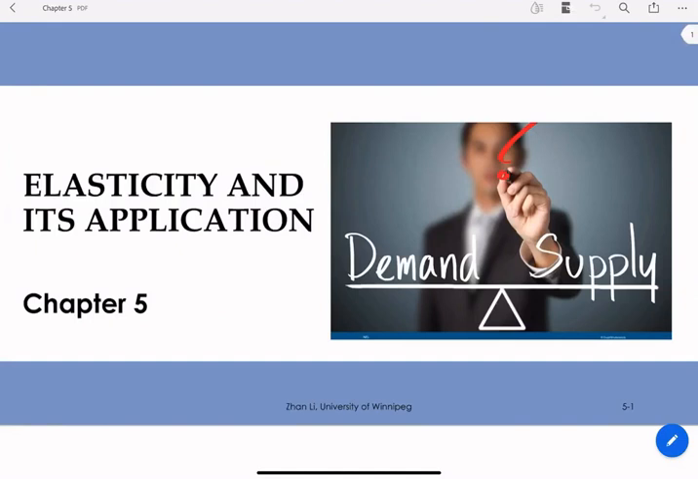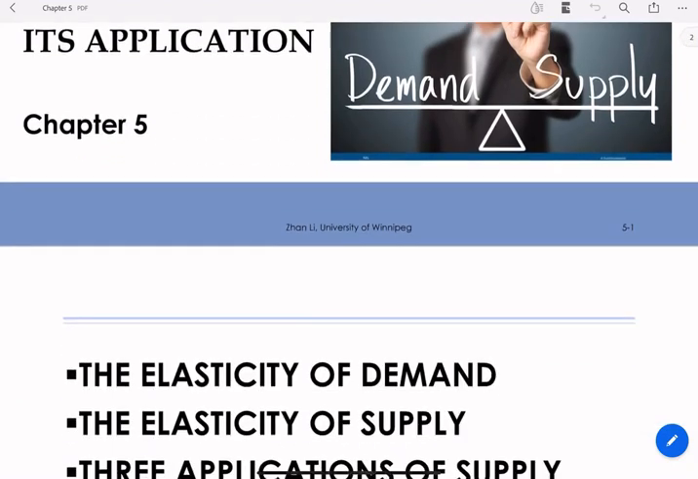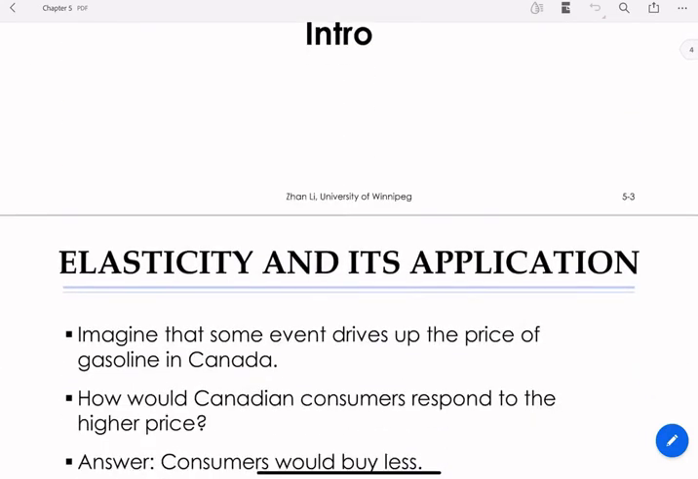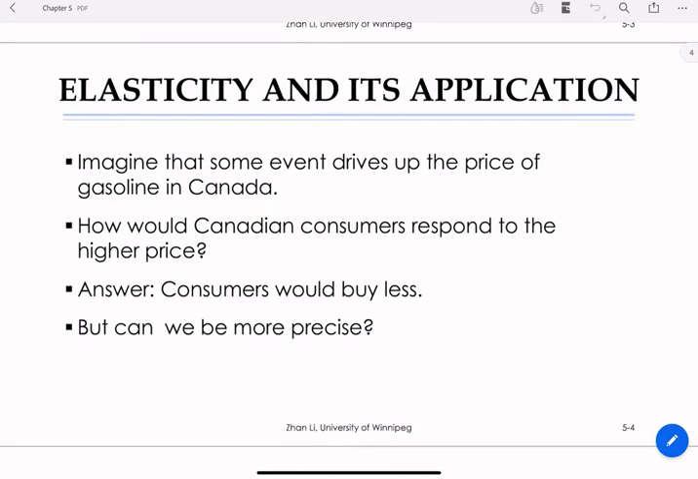Okay, so in chapter 5, we talk about elasticity of supply curve and demand curve. And we will talk about some applications by using elasticity. So why do we want to talk about elasticity?